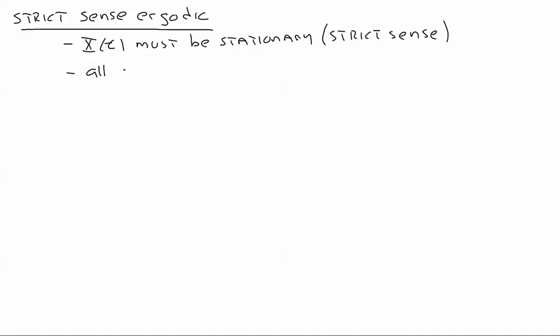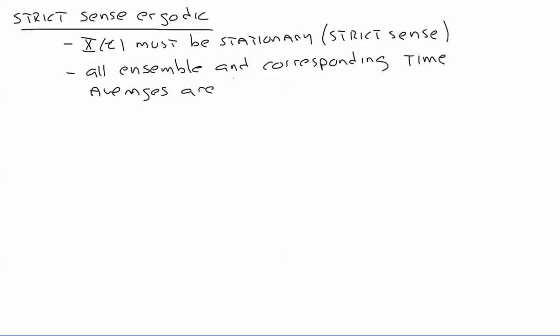all ensemble and corresponding time averages are the same. Right? All ensemble averages and corresponding time averages are equal to one another. So if I find the ensemble mean, it equals the time average mean. The ensemble variance equals the time average variance. The ensemble averaged autocorrelation equals the time averaged autocorrelation, etc., etc., etc. All right.